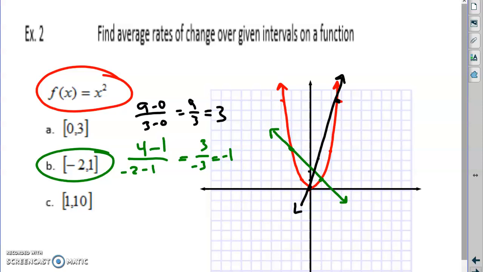The interval from 1 to 10. Let's think about this. It's not on our graph. Way, way up off the chart. Where is it? 10, 100. Well, what if I said, find these average rates of change without graphing?